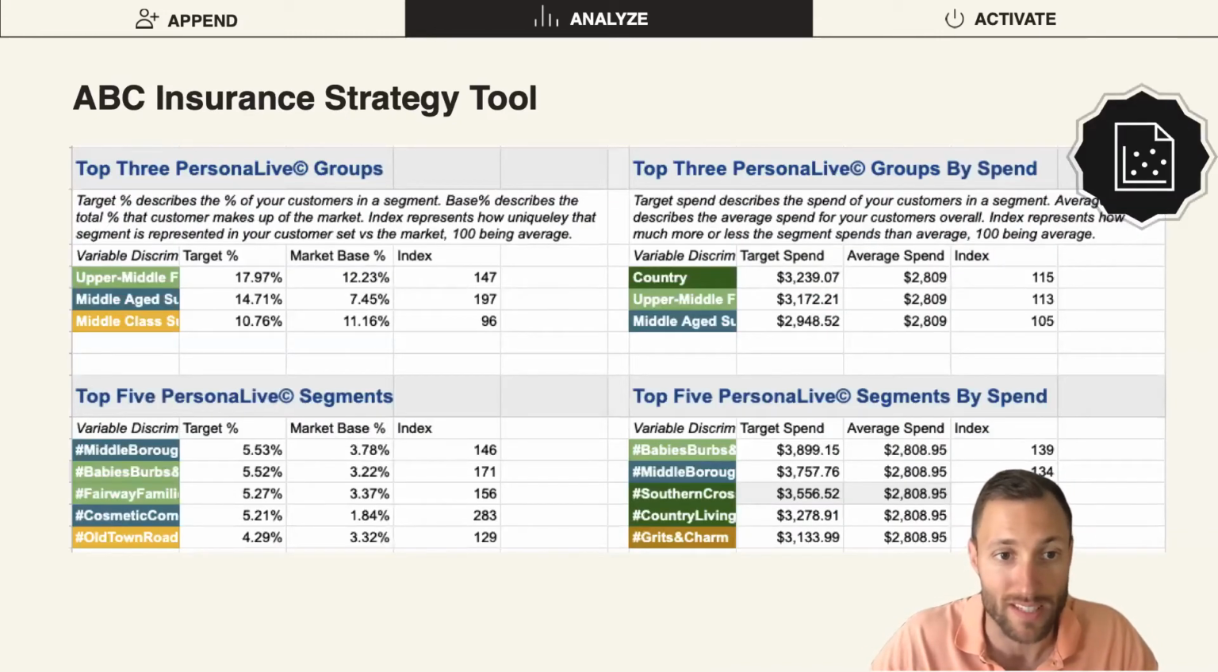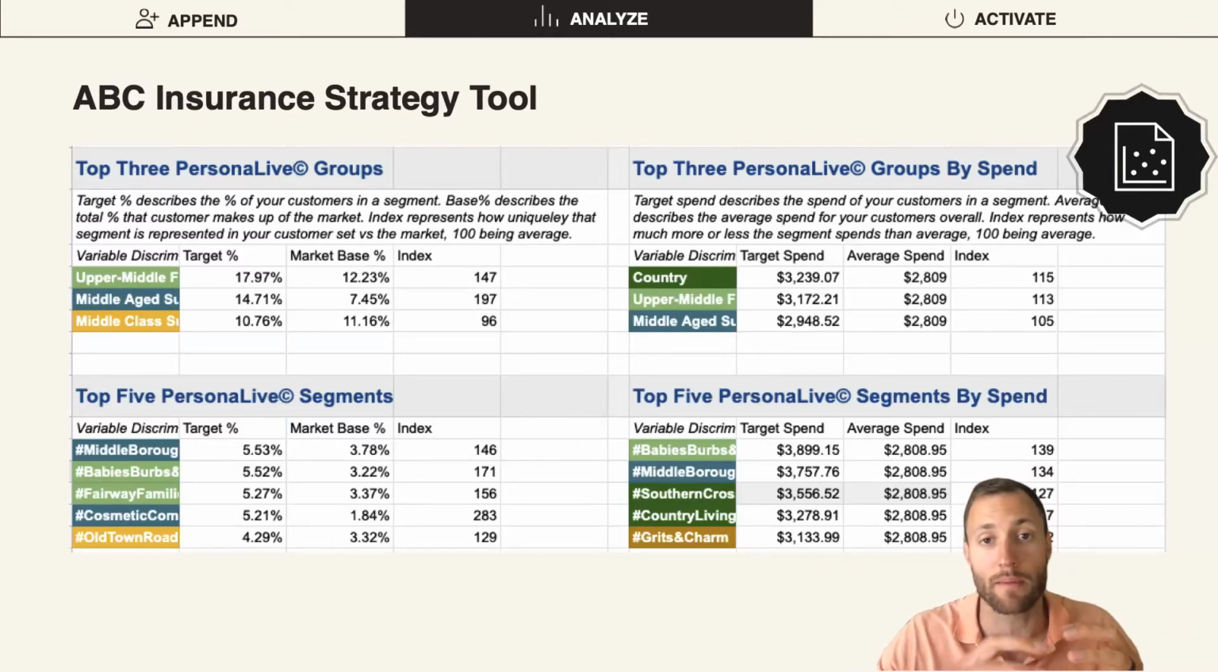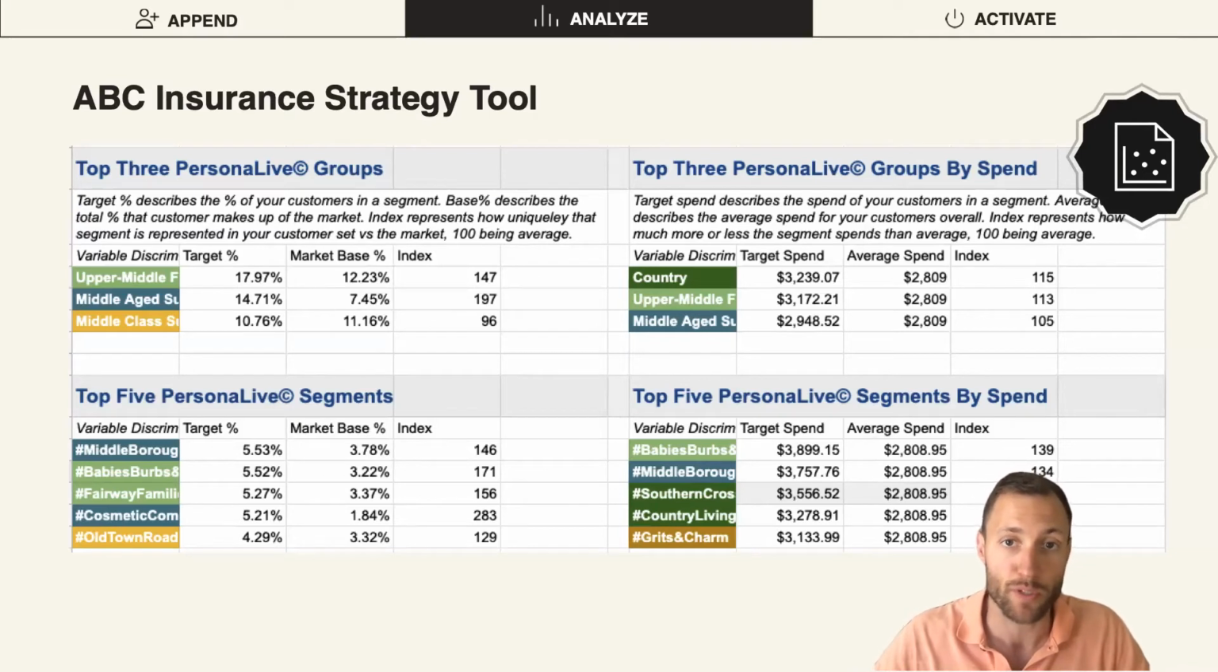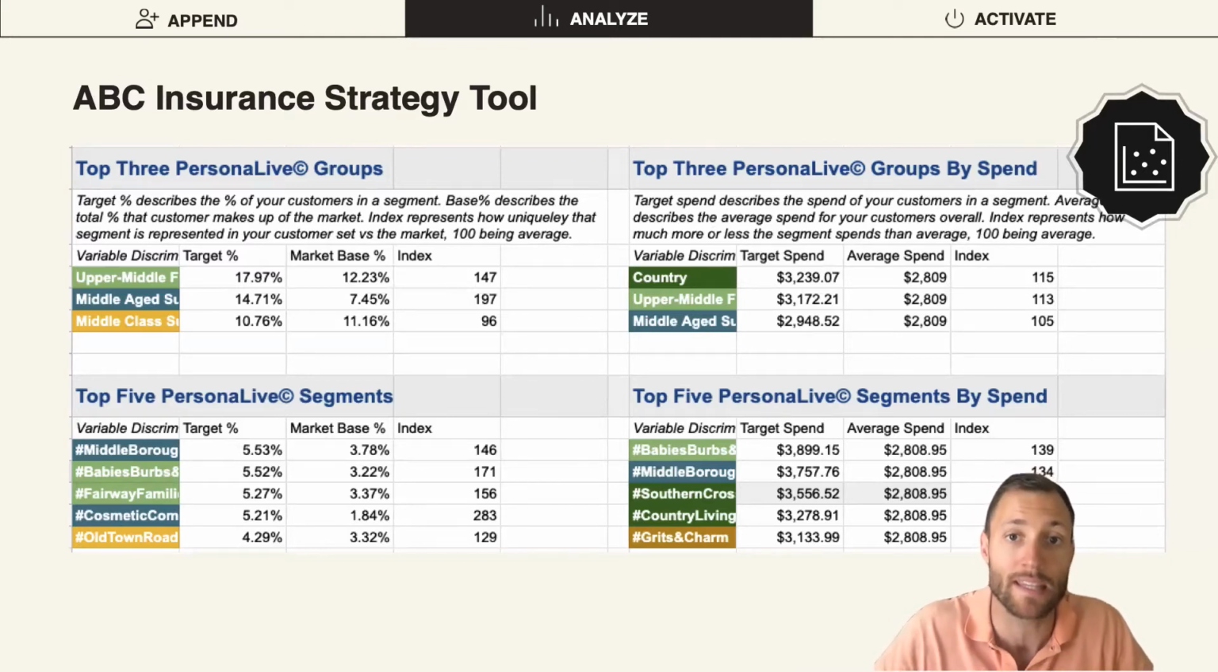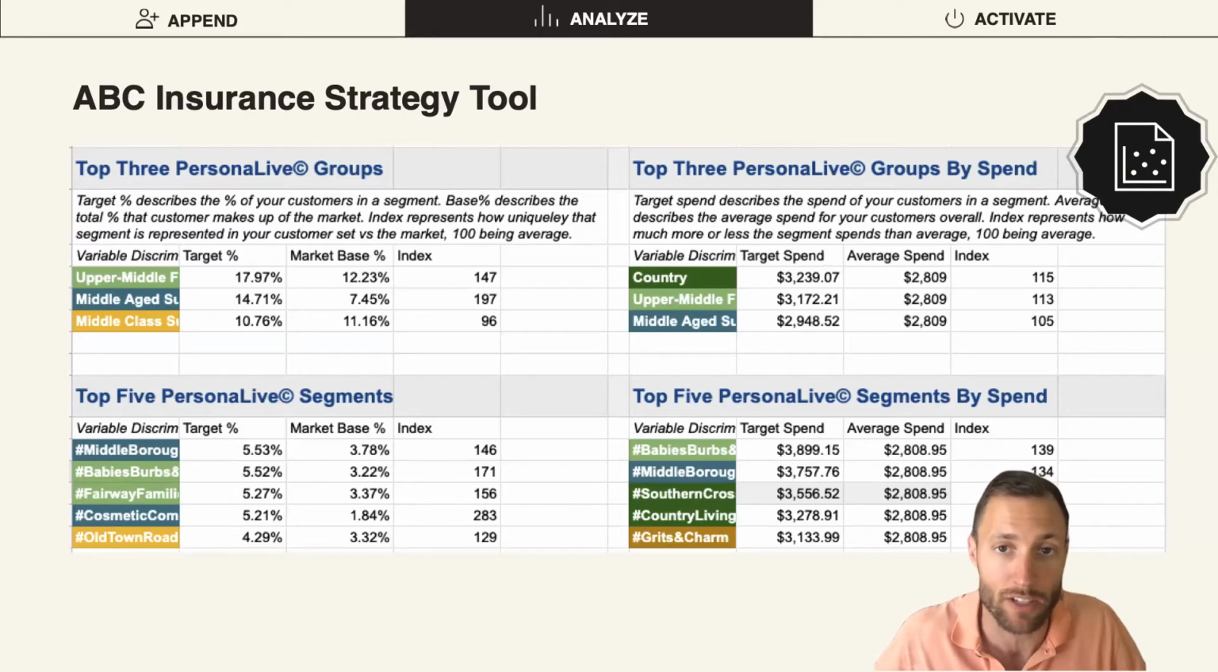The first thing that you're going to see is your top 3 segments by spend and by the amount of customers that you have. Groups are essentially just grouped-up segments to make the analysis a little bit simpler. I'm going to focus you on the top 3 Persona Live groups right now, so we can see the target, which is the amount of customers that we have that fall into that group, versus the market base, which is the amount of customers in that entire market that fall into that group. This insurance company specifically operates out of a couple of states in the Midwest.